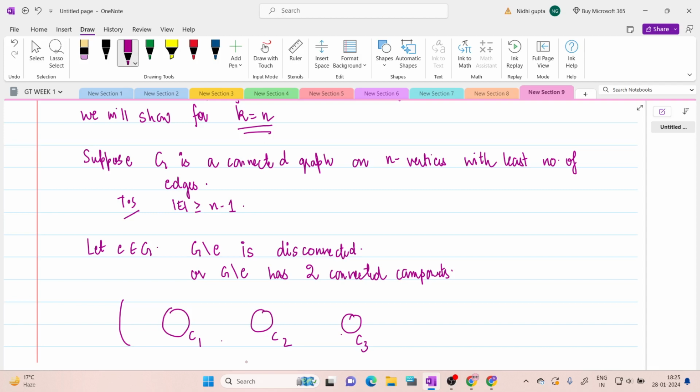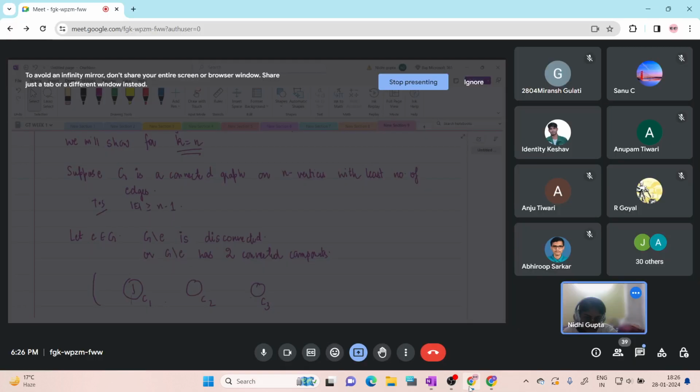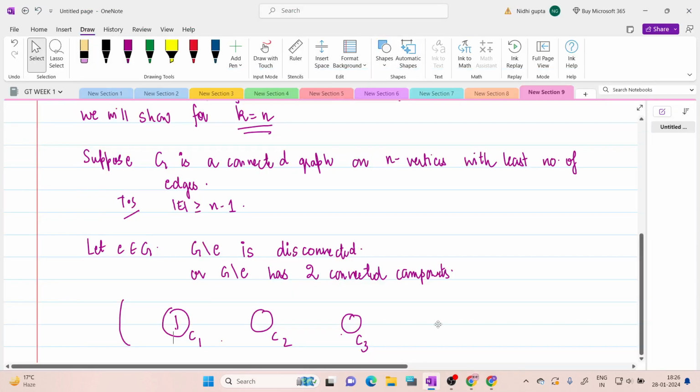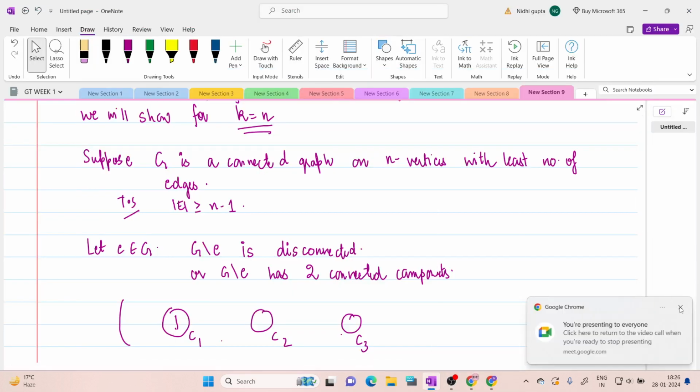If we are adding one edge to this graph, can this graph become connected? Suppose we have a graph G which has three components and we add one edge to that graph. Can that graph become connected? No, we have to add at least two edges.